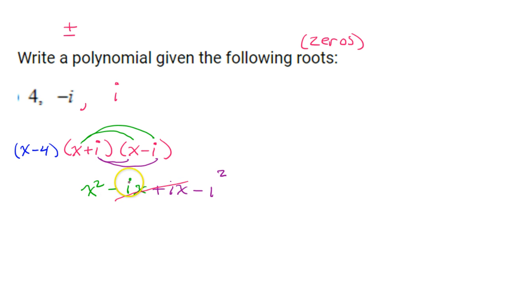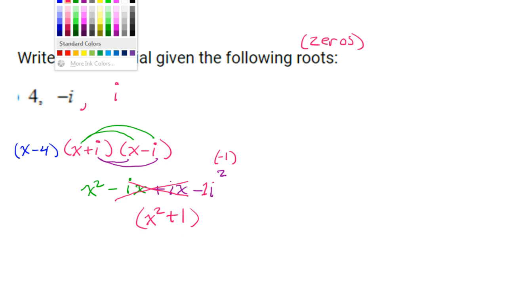Now the negative ix and the positive ix cancel each other out. I'm going to put a 1 here just to make a point. Remember that i squared is negative 1. So that makes this negative 1 times negative 1. That's going to be positive 1. No more i's. And I will bring down the x squared. Okay, so if you multiply these 2 out, you get x squared plus 1.